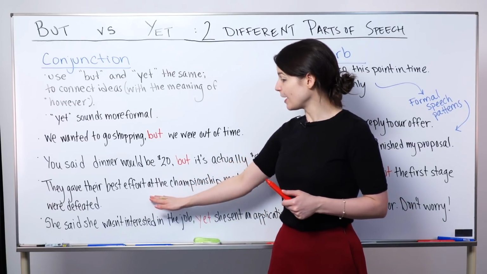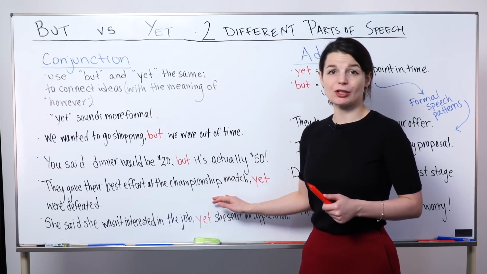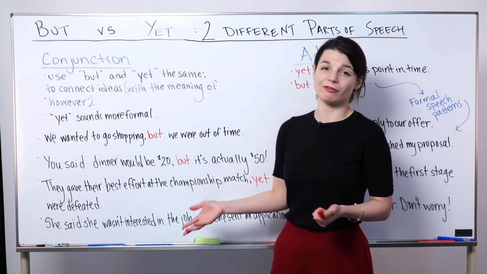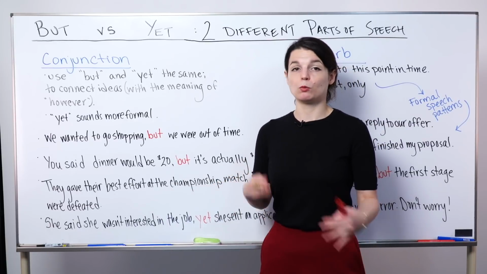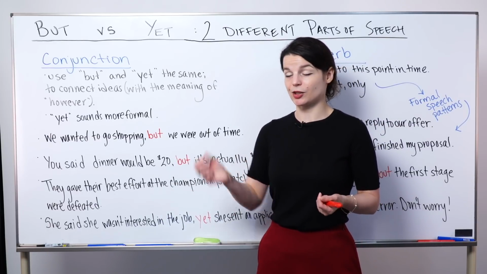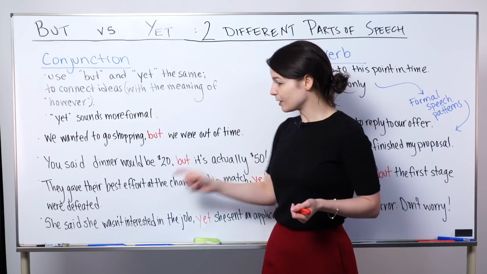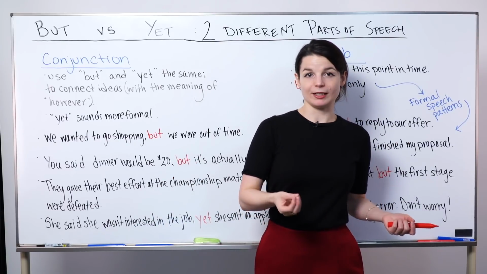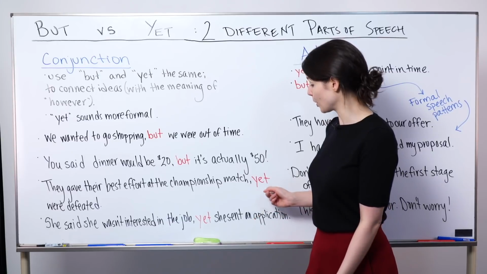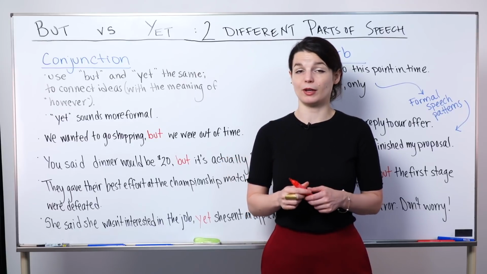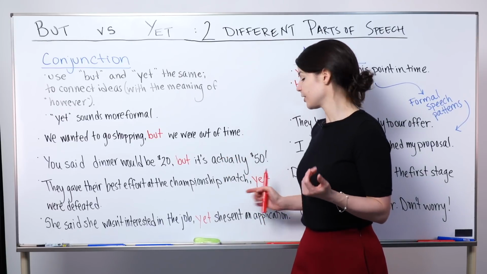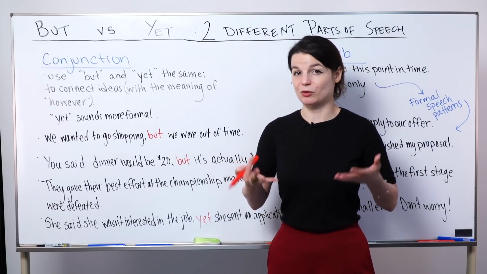They gave their best effort at the championship match, yet were defeated. So here we're showing probably a team working hard at a championship match, that's point A, yet B, they were defeated. So yes, we could use the word but here. They gave their best, but were defeated. That's also okay. Using yet here shows it's kind of a more formal situation.